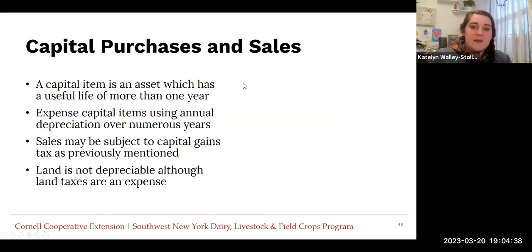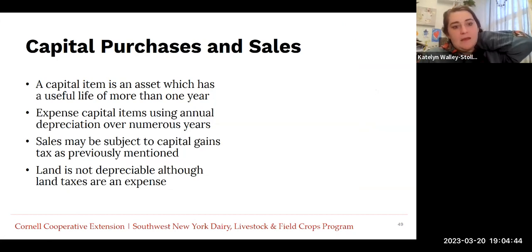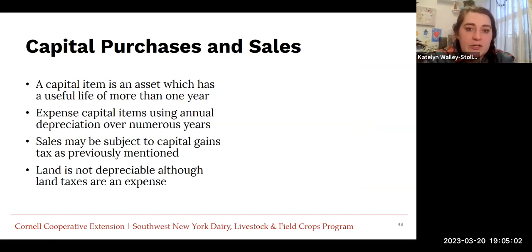Okay, so speaking about buying orange tractors, when you make a capital purchase or a sale, this is an asset or something that you buy that has a useful life for more than a year. If I buy feed, that is not considered a capital purchase. If I buy a tractor, that is a capital purchase. We treat capital purchases a little bit differently than we treat operational purchases. We do this by using something called depreciation. So we take the total cost of that purchase of the tractor and we depreciate it out over several years using an IRS provided formula.